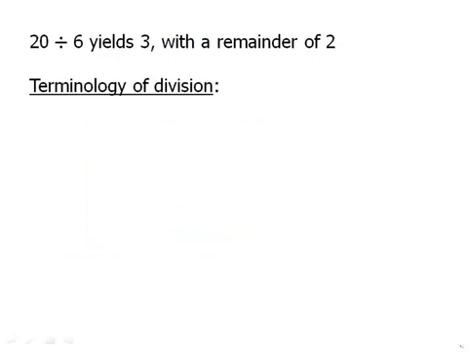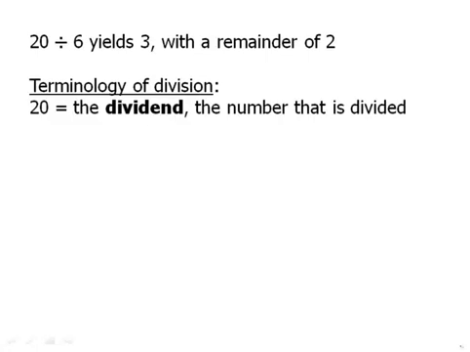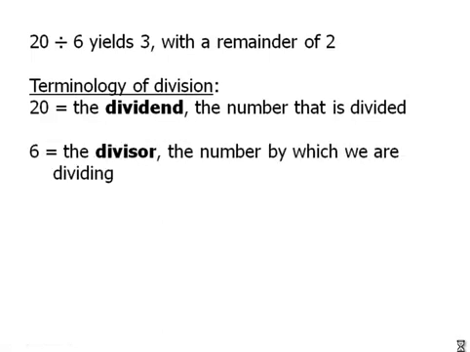Let's talk about the terminology here. 20 divided by 6 yields 3 with a remainder of 2. What are the terms for all these rows? The 20, the number divided, is called the dividend. The 6, the number by which we're dividing, is called the divisor. Now be very careful here. We're using divisor in a slightly different sense than we've used in previous videos.